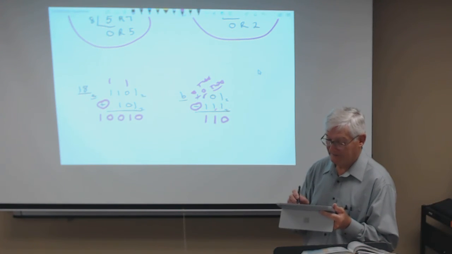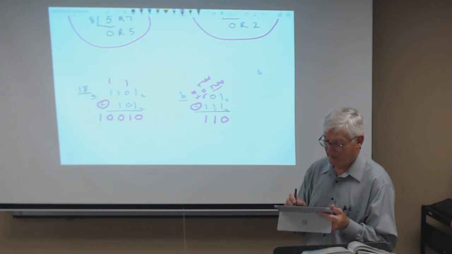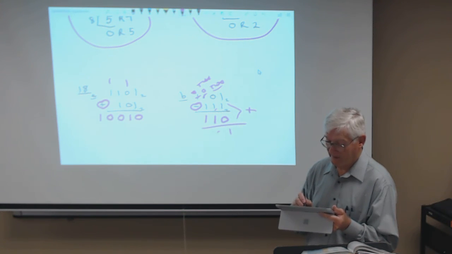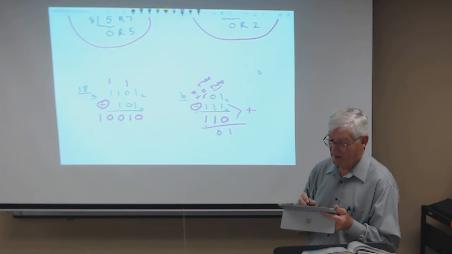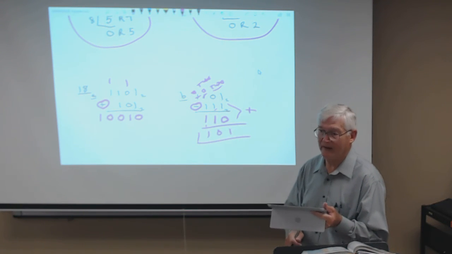You want to check your work? Just add these two. Take these two and add them together. 1 and 0, carry the 1. And 1 and 1 is 3. 1 and 1. There it is. So I got my original number, so I know I did it right.